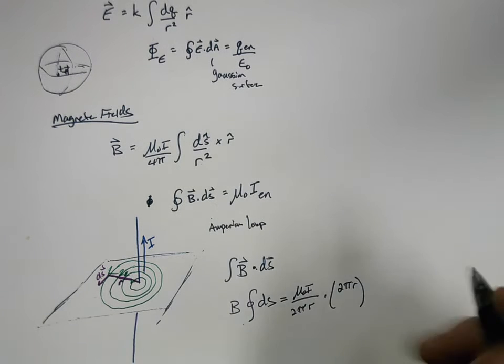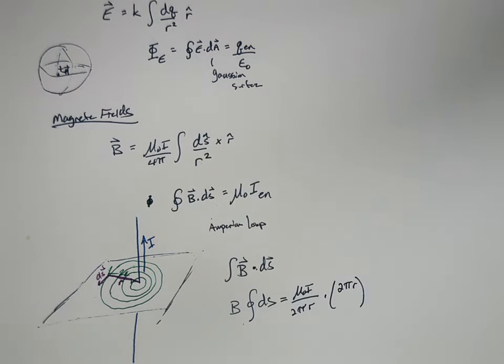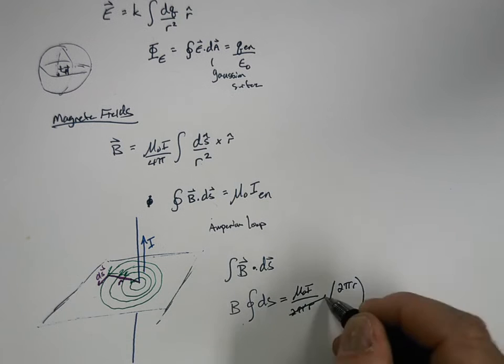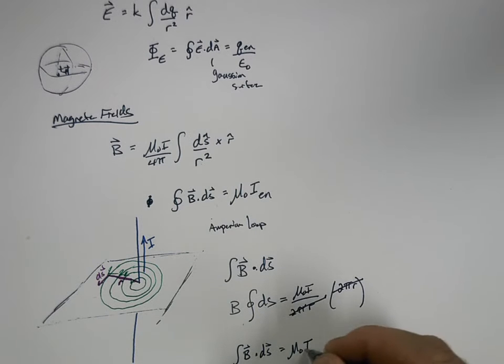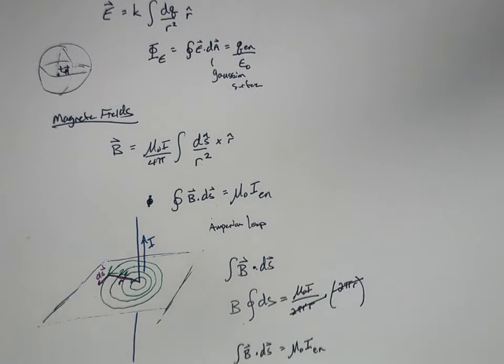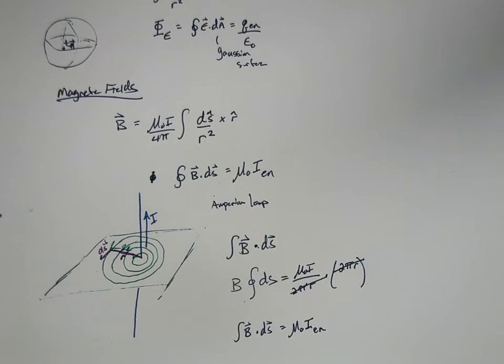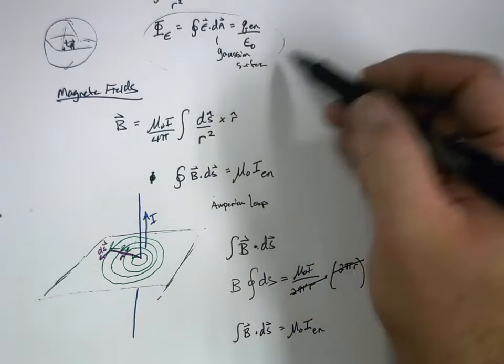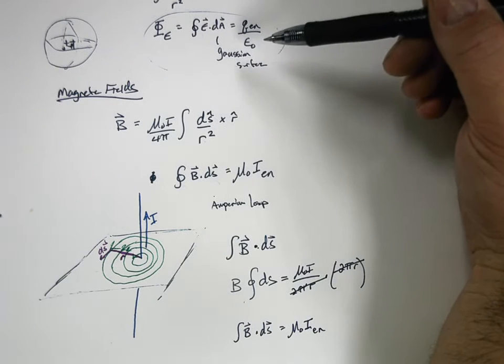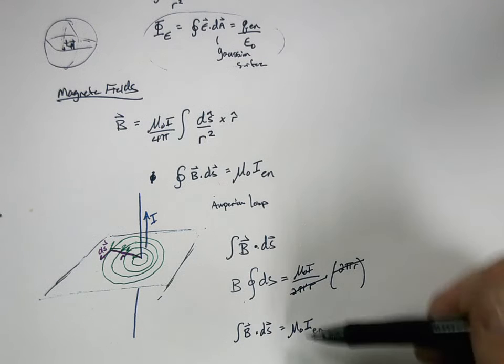Well, son of a gun. Okay, where am I? I am here. Okay, which gives us, those guys cancel, and so the integral of B dot ds is equal to mu naught times the current enclosed. Well, doesn't that look familiar? Okay. Look at our Gauss's law.